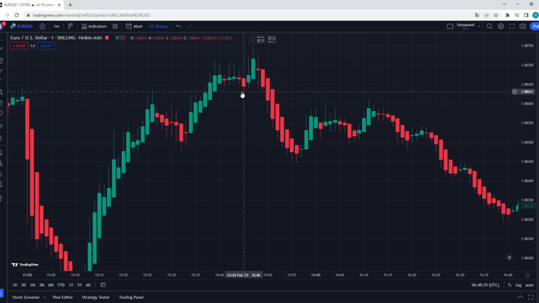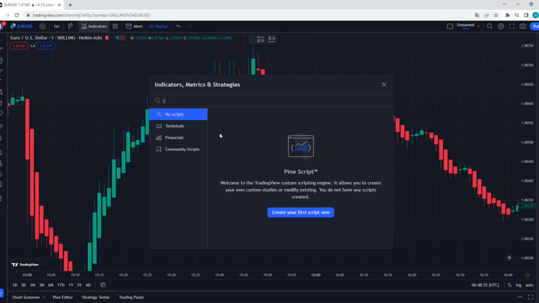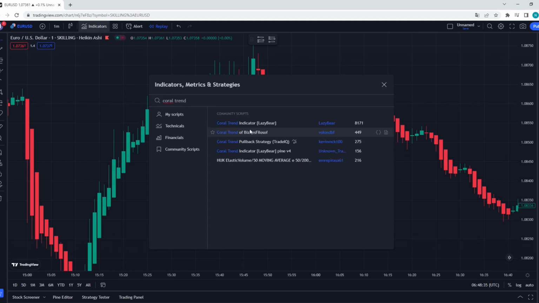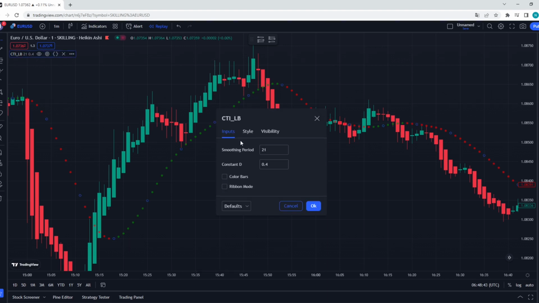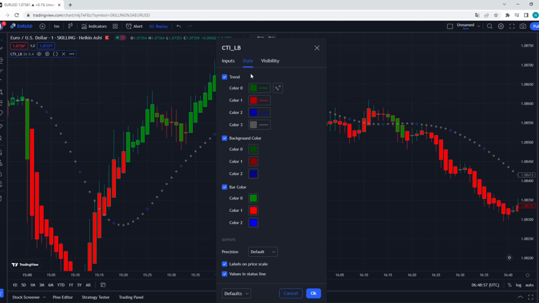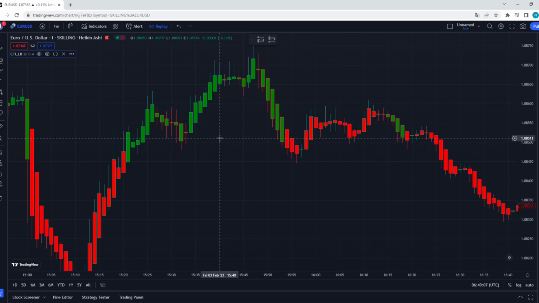The first indicator that we are looking for is the Coral Trend indicator by Lazy Bear, this one. Let's load it in. We are going to make some changes to it. In the inputs, we will change the smoothing period to 26 and activate the color bars. Then we go to the style section and uncheck the trend and the background color. Like this, click OK.